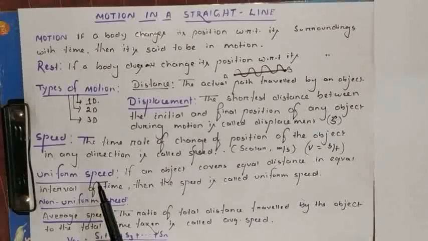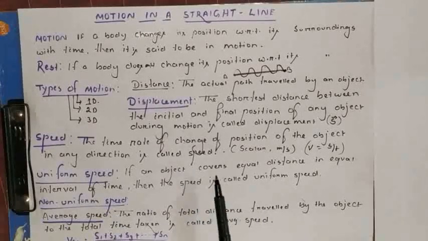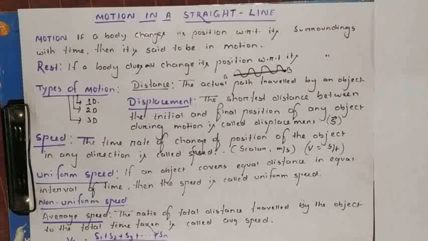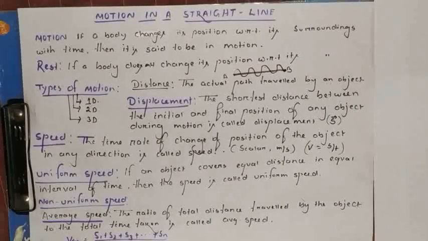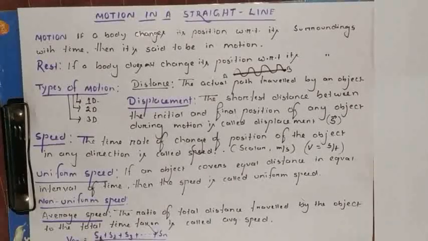Uniform speed: if a body covers equal distance in equal intervals of time. Non-uniform: if it doesn't cover equal distance in equal intervals of time. Average speed: total distance travelled divided by total time is known as average speed.